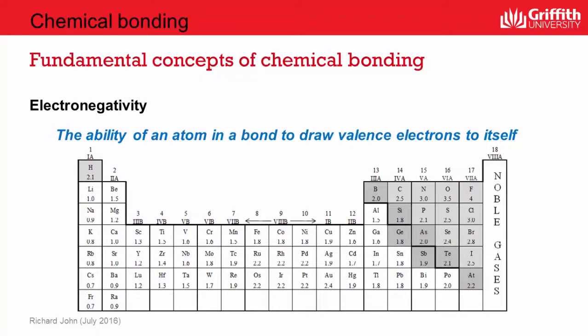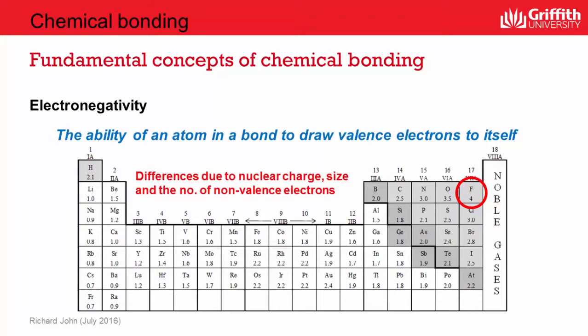Electronegativity is usually measured on the Pauling scale, which is a unitless scale, where fluorine, the most electronegative element, has been arbitrarily assigned the maximum value of 4. The electronegativity values of all other elements are then measured relative to fluorine, and those values are shown in this version of the periodic table.